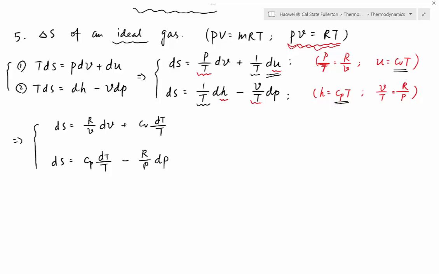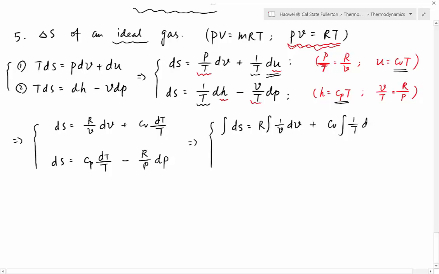Okay, so now let's solve those two ODEs. How do we solve those two ODEs? Just integrate both left-hand side and right-hand side. Integral left-hand side equals integral right-hand side. R is the gas constant, not the universal gas constant. R bar is the universal gas constant. Take R out of it because it's the gas constant, and then what is left is 1 over nu d nu. And same thing happens to the second term. Take Cv out of it, what is left is 1 over T dT.